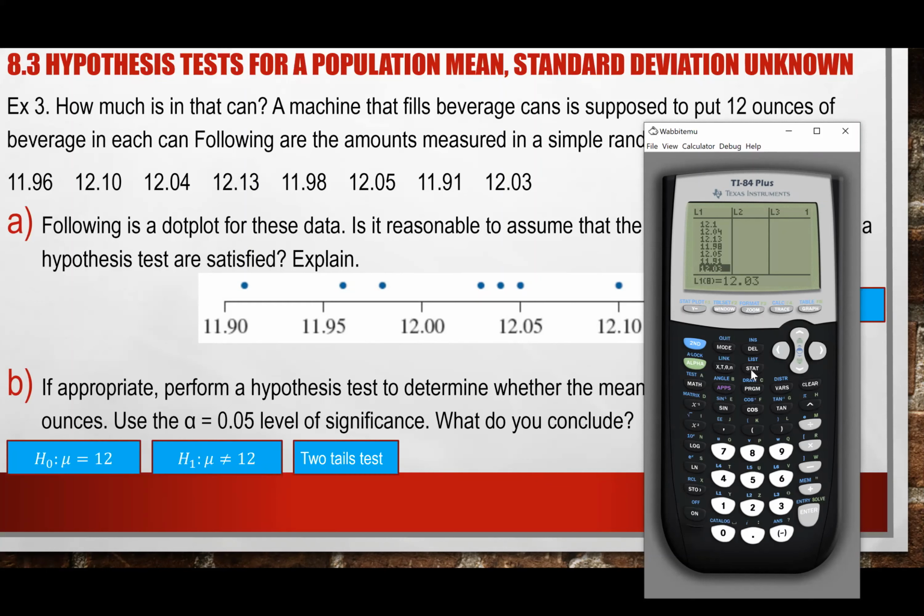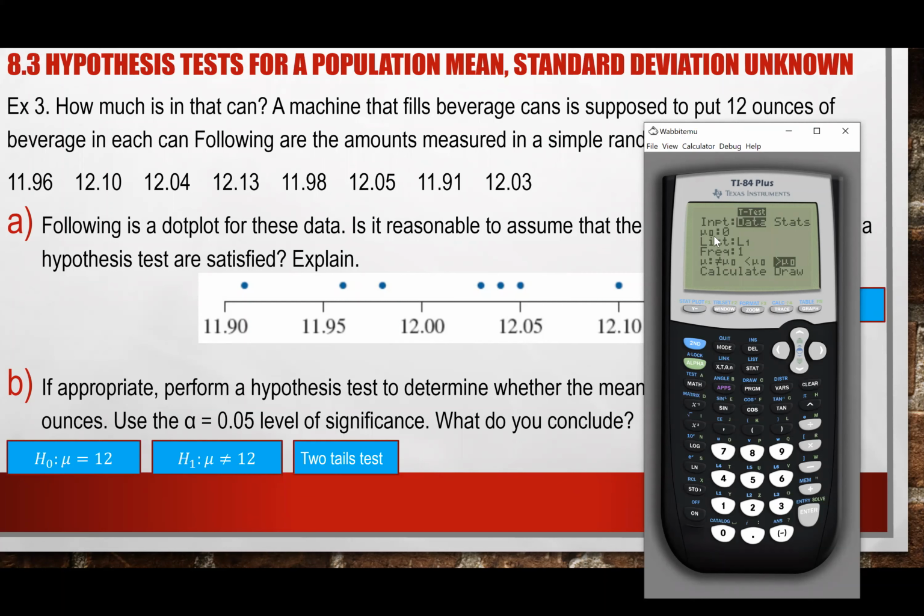So if they give us the raw data, we can calculate it. We just put our raw data in L1. And then when you come to your testing, make sure that instead of choosing the stat information, you just tell your calculator, I have the data in L1. Go to L1 and take that data and use it, right?